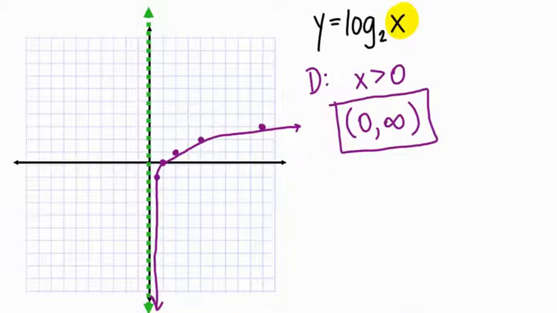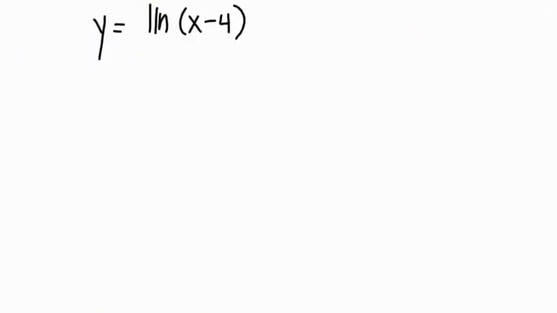Now, this part right here is called the argument. So I'm going to refer to this as the argument. So the argument must be greater than 0. Now let's try this without a graph, just looking at the equation.